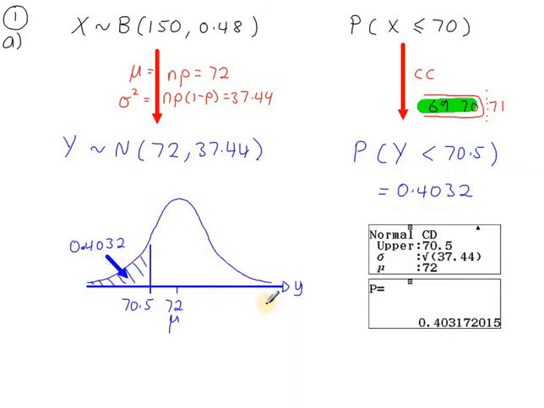We do a sketch. We're shading to the left of 70.5. The mean was 72. We're looking for this region here. Put the values into your calculator, using the normal cumulative distribution function. Be careful with the variance. You have to square root this to get the standard deviation. And here's the probability. This is an estimate to this probability.